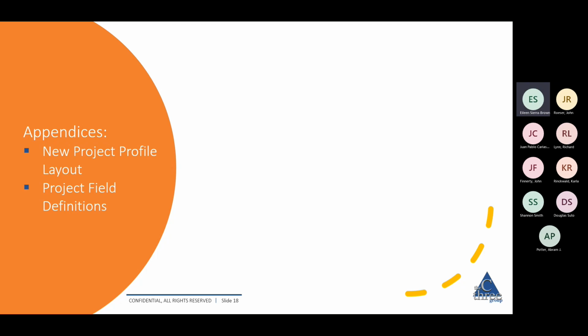And the presentation is a PDF that is posted on our homepage, and in the announcement about the changes we've provided a link to download the PDF. You can find in the appendices a comprehensive list of all the project fields that are in the database, along with their definitions, including those new fields. And then we also have a project profile layout, which I'll show you in real time here in a second.